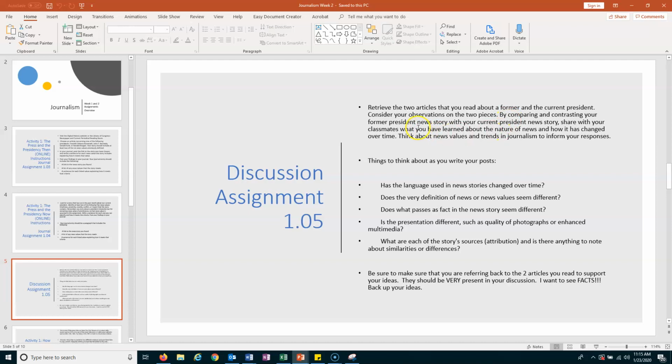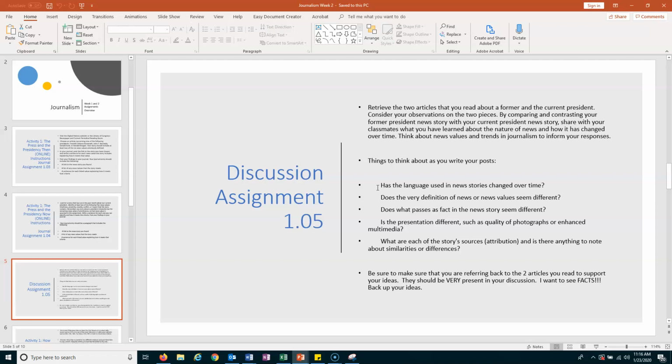By comparing and contrasting your former president news with your current president news story, share with your classmates what you learned about the nature of news and how it has changed over time. Think about news and trends in journalism to inform your responses. So, basically, if you're looking at an article about Kennedy, Ford, Reagan, those articles are in the 80s, the 70s, the 60s, right? So they're articles from not way back in history, but back in history.